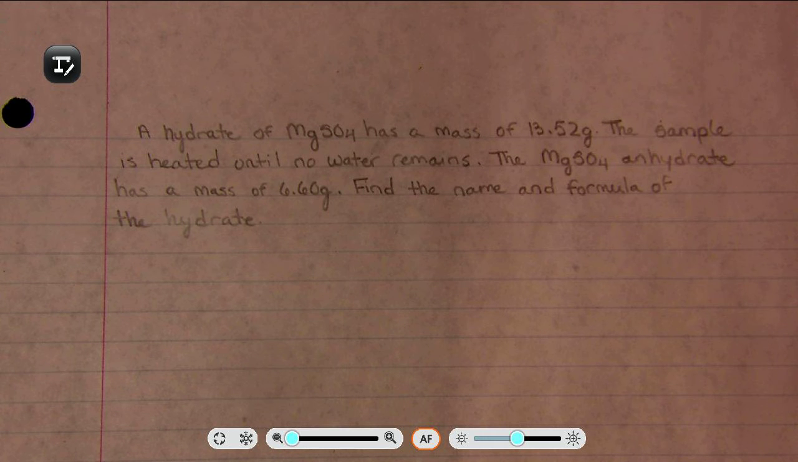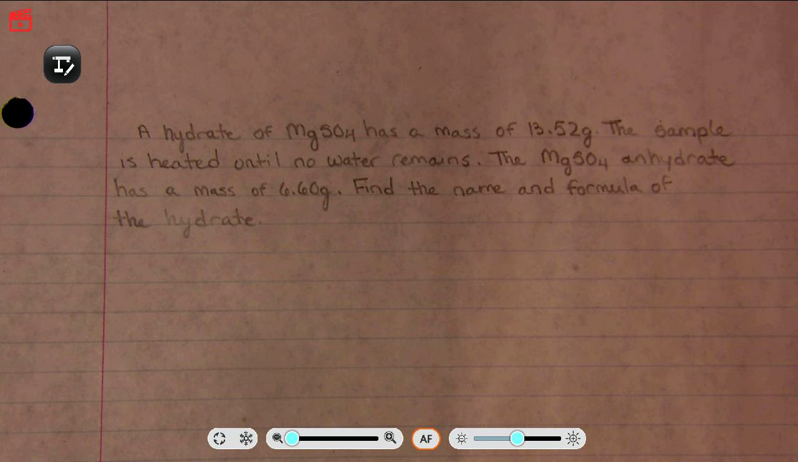So the first one we're going to do is a hydrate of magnesium sulfate that has a mass of 13.52 grams. The sample is heated until no water remains. The magnesium sulfate anhydrate has a mass of 6.60 grams. Find the name and the formula of the hydrate.